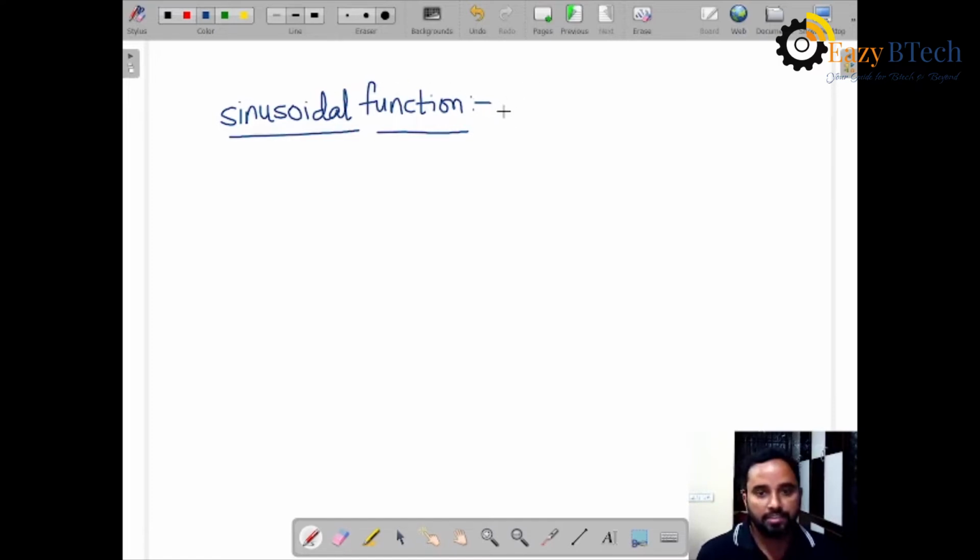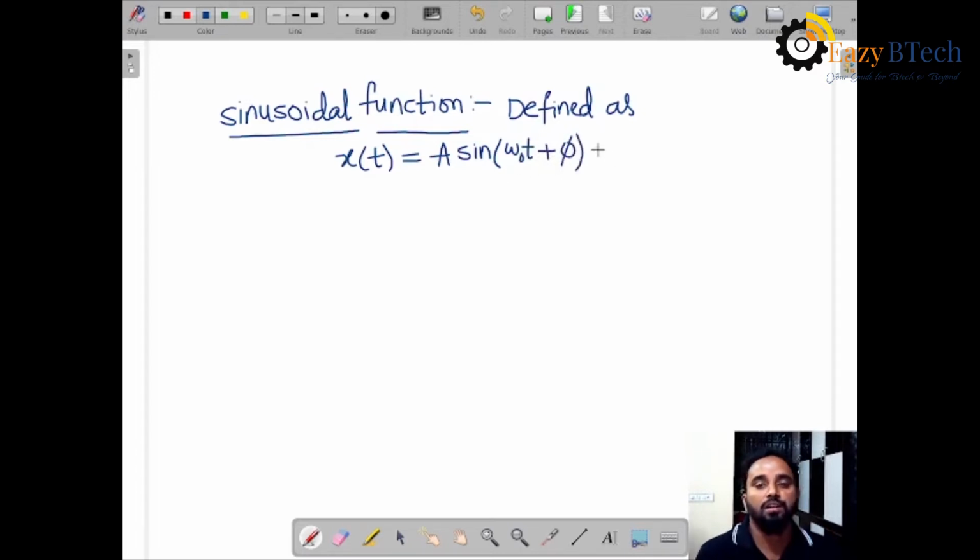It is defined as continuous time sinusoidal signals, defined as x of t is equal to A sine omega naught t plus phi. Or we can also write cos: A cos omega naught t plus phi.